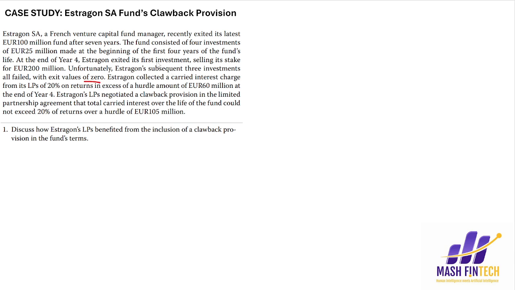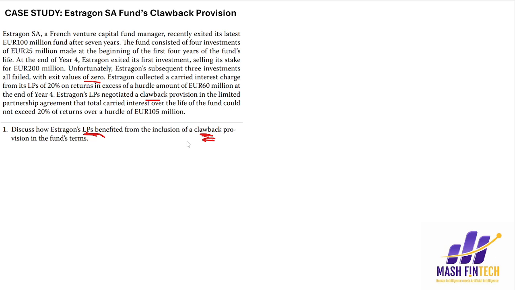Which is where the clawback provision would come into effect. Okay, no, not catch-up, my mistake. Estragon's LPs negotiated a clawback provision in the limited partnership agreement that total carried interest over the life of the fund could not exceed 20% of the returns over the hurdle of 105. So discuss how the investors benefited from the inclusion of this clawback provision.